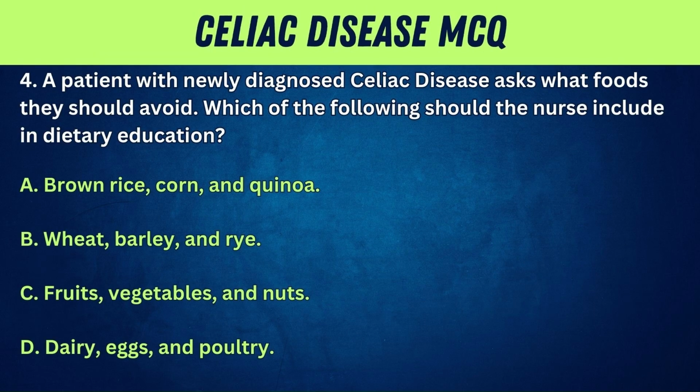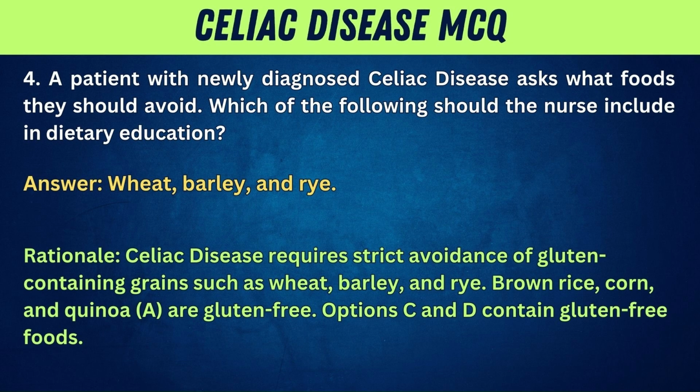4. A patient with newly diagnosed celiac disease asks what foods they should avoid. Which of the following should the nurse include in dietary education? A. Brown rice, corn, and quinoa. B. Wheat, barley, and rye. C. Fruits, vegetables, and nuts. D. Dairy, eggs, and poultry. Answer: wheat, barley, and rye.